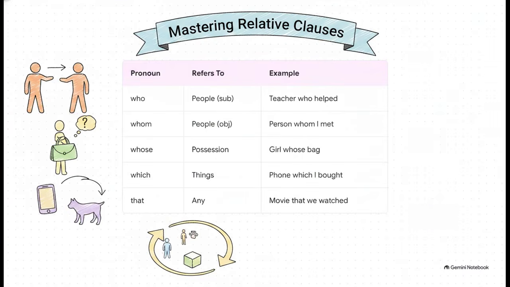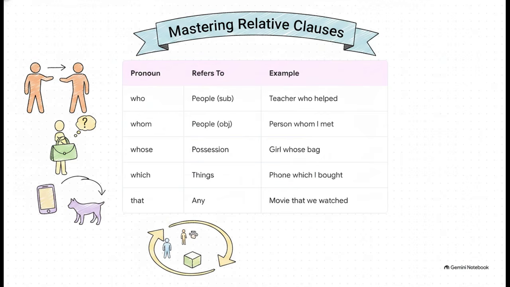All right, welcome to Level 2. This is where we need to figure out exactly which type of glue to use for different situations, because, spoiler alert, they aren't all interchangeable. The rules of the game are actually pretty simple, but they totally depend on the context. If you're adding information about a person and that person is the subject doing the action, you use who, like, the teacher who helped me is kind. But if the person is the object of the action, you're gonna use whom. The person whom I met was friendly.